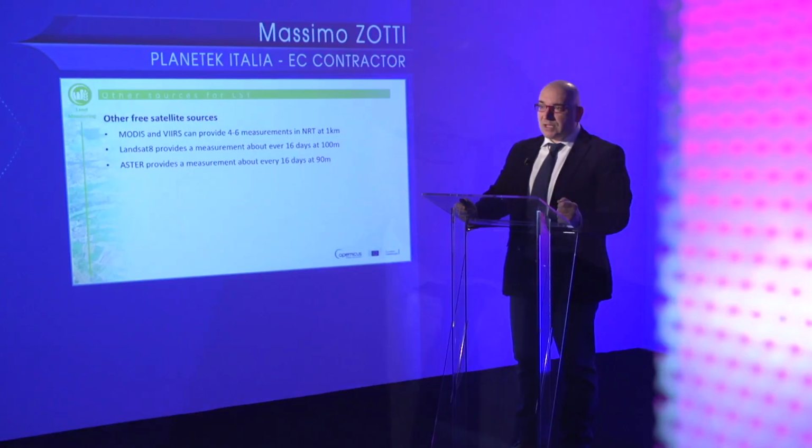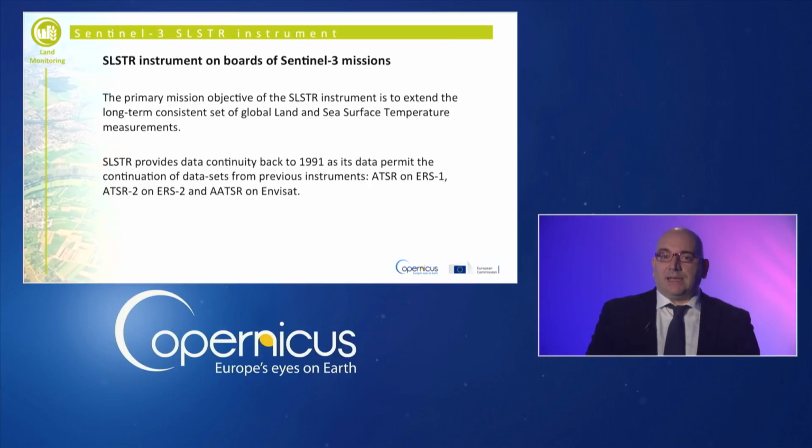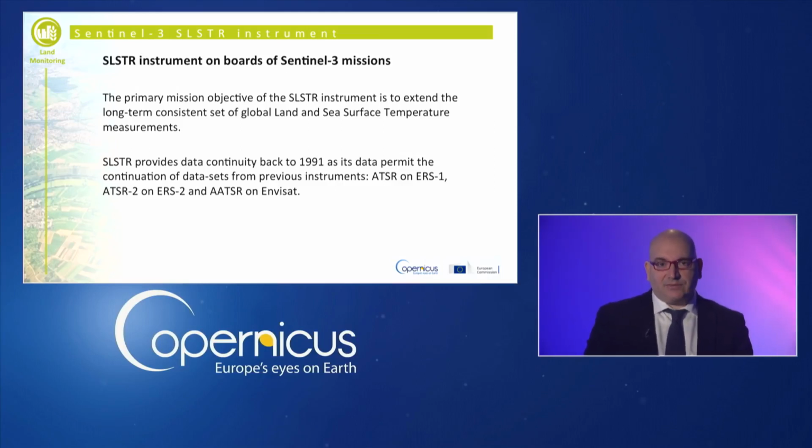The main other free satellite sources for measuring land surface temperature currently available are MODIS and VIIRS at 1 kilometer spatial resolution, Landsat 8 at 100 meters, and ASTER at 90 meters, with different repetition frequencies and spatial resolution. The Sentinel-3 satellites are equipped with an instrument called the Sea and Land Surface Temperature Radiometer, or SLSTR, which provides 2 thermal channels for measuring the sea and land surface temperature.